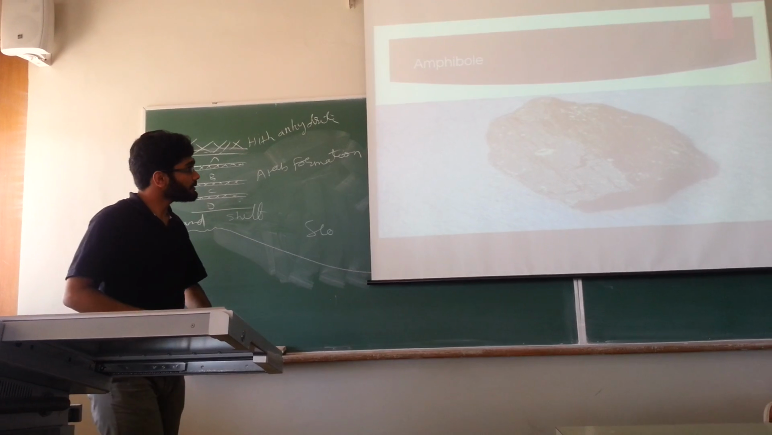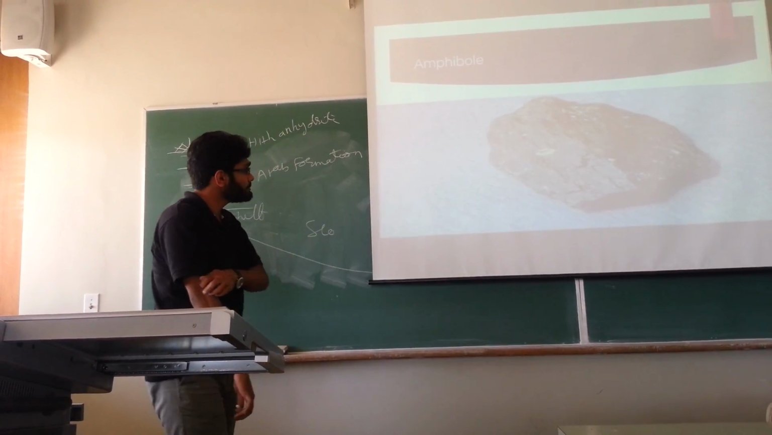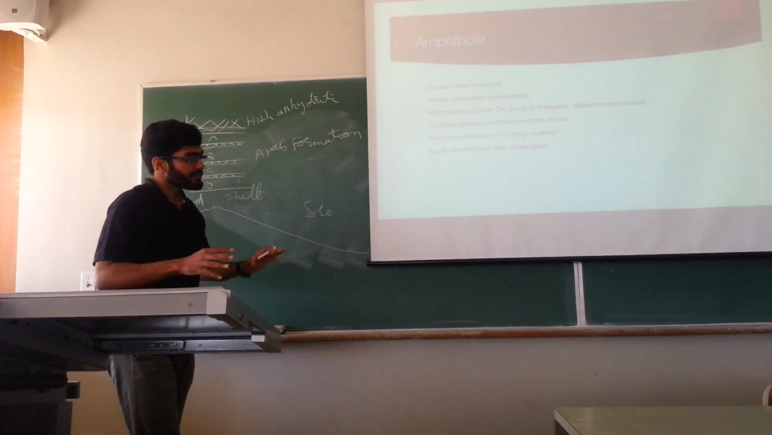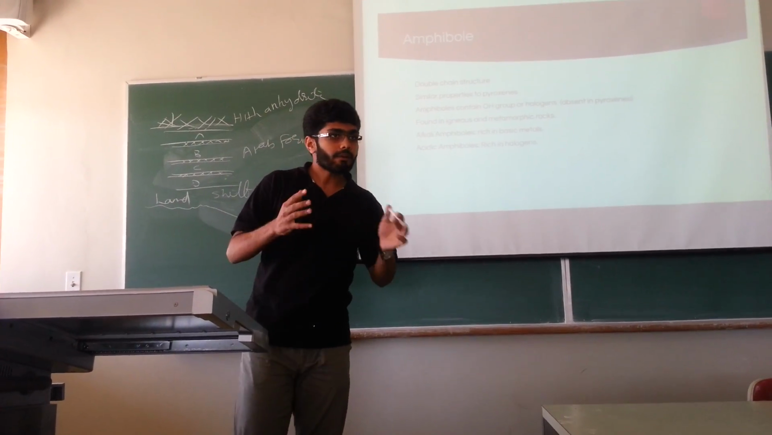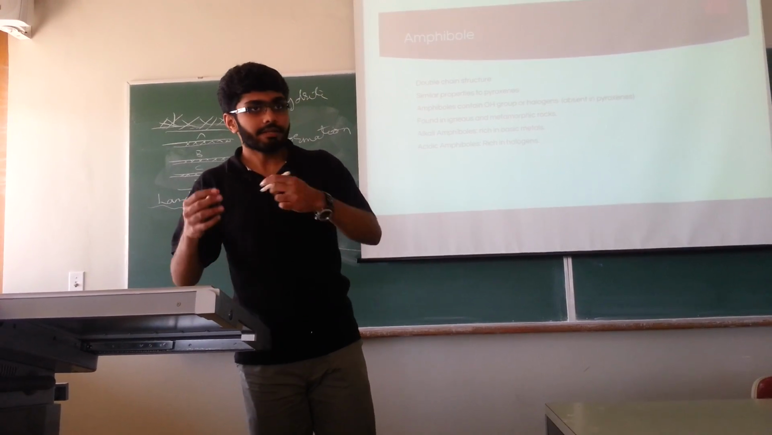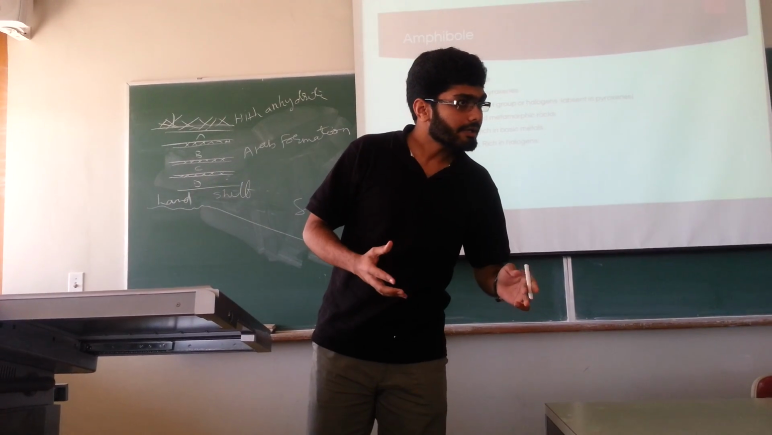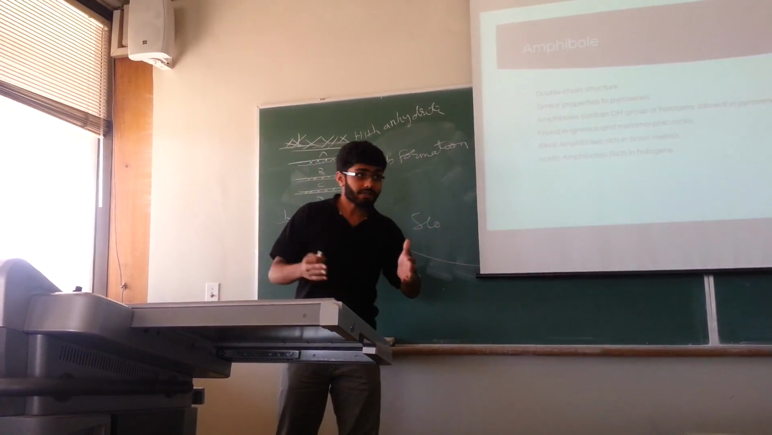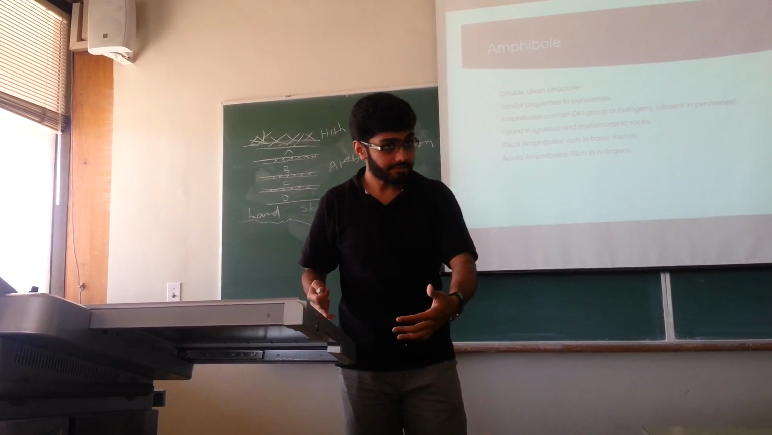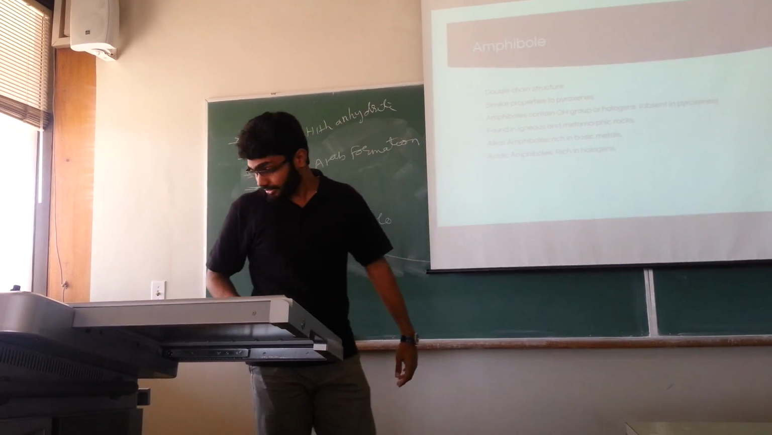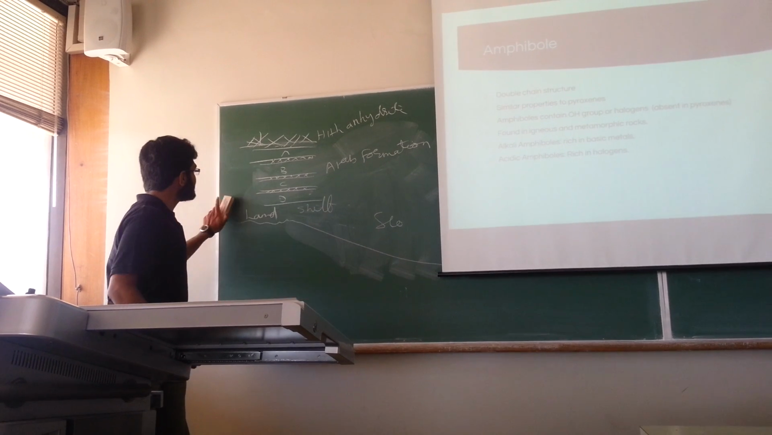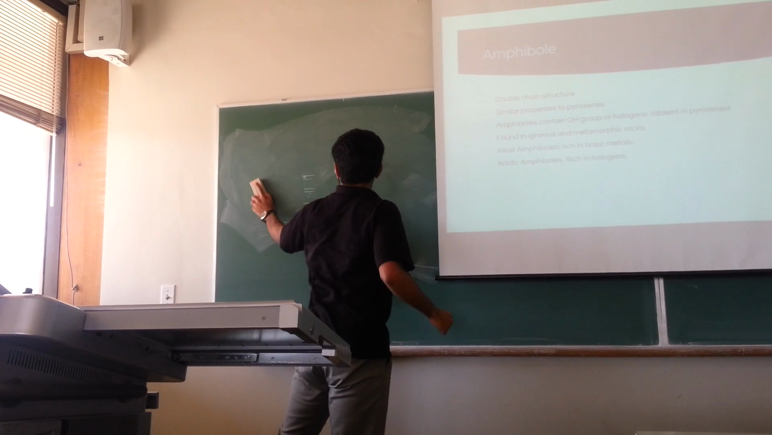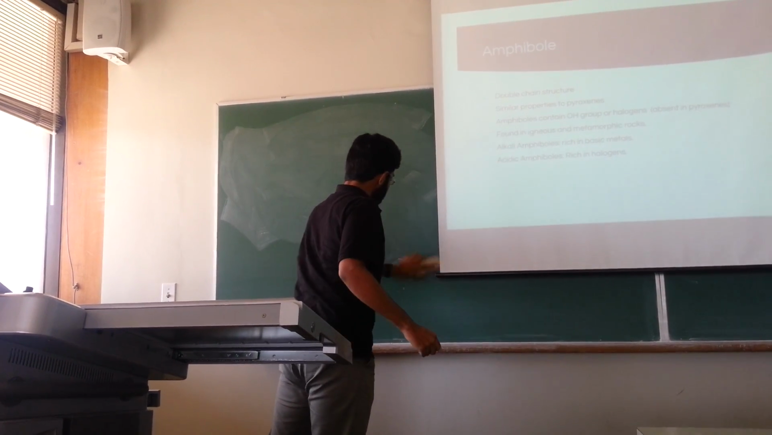Okay, now let's move to amphibole. This is the mineral amphibole. Amphiboles are very similar to pyroxenes, but there are some important differences, however. For example, amphiboles consist of a double chain structure. Pyroxenes, as I told you, consist of a single chain structure. And there are also some chemical groups that we have in amphiboles. These chemical groups are not found in pyroxenes. I'll write them down for you on the board.